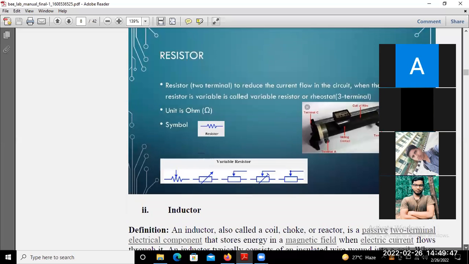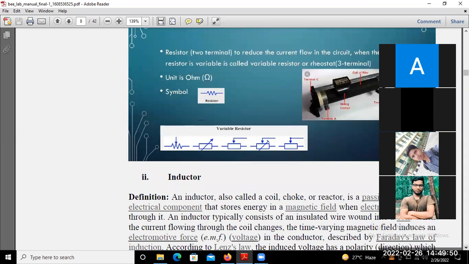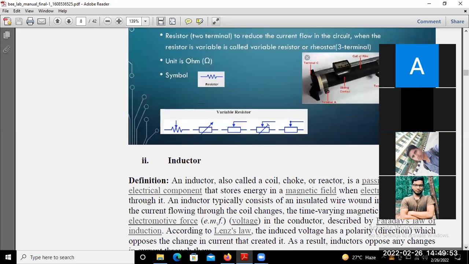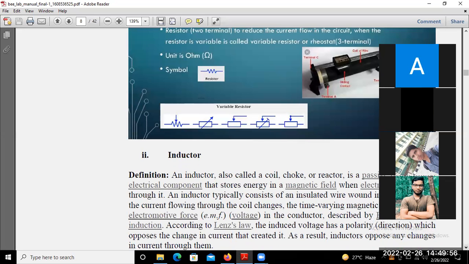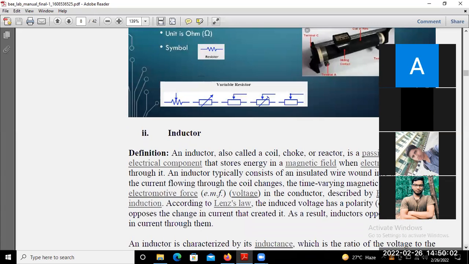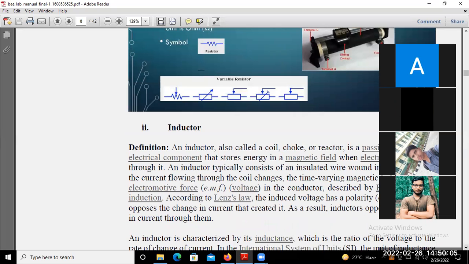Next one is your inductor. I think all of you are familiar with the inductor. What is the function of inductor? Sir, it stores energy. Energy storage, yes. Any coil in a magnetic field, if you energize it, stores energy. So an inductor can be used as a coil, and you may find that coil's application in either a transformer or a motor.